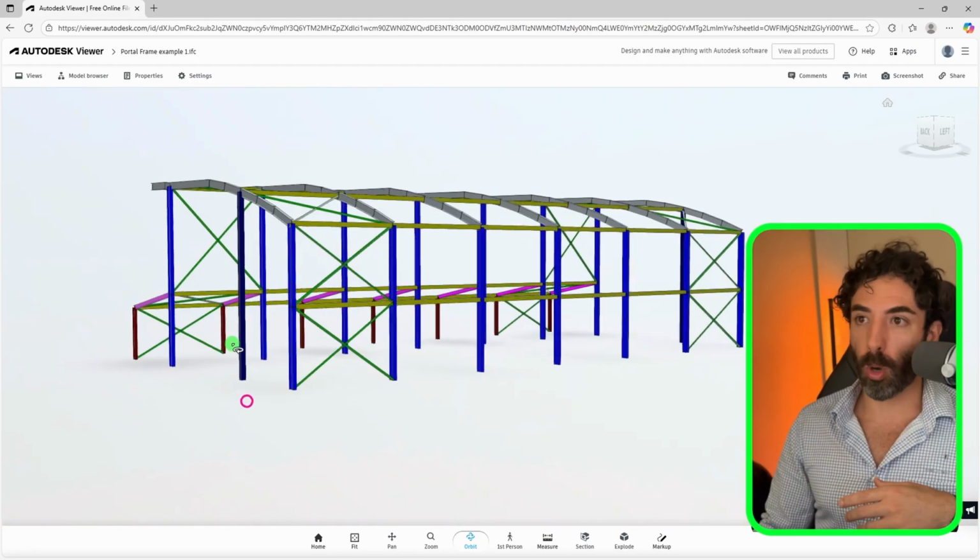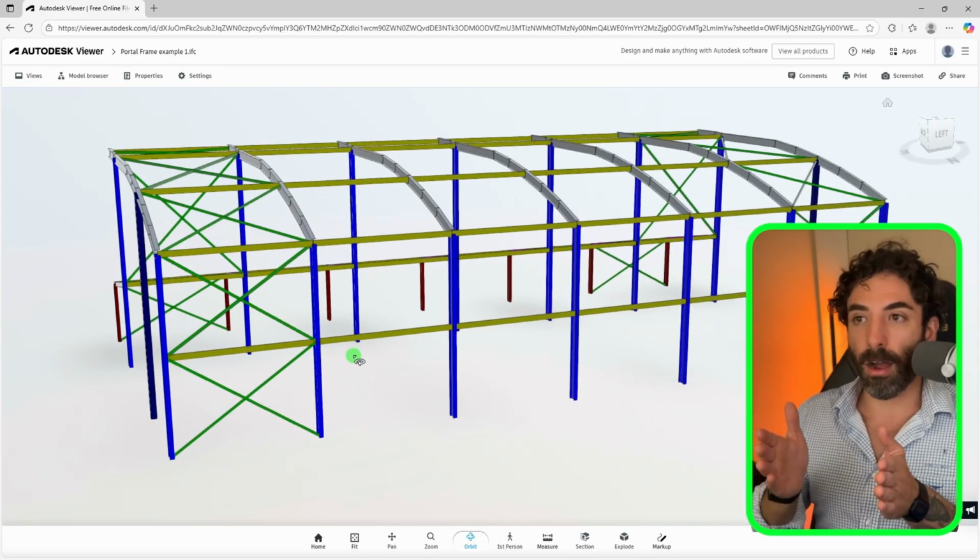Well, what if my frame is super tall? Or maybe my bays are very narrow.